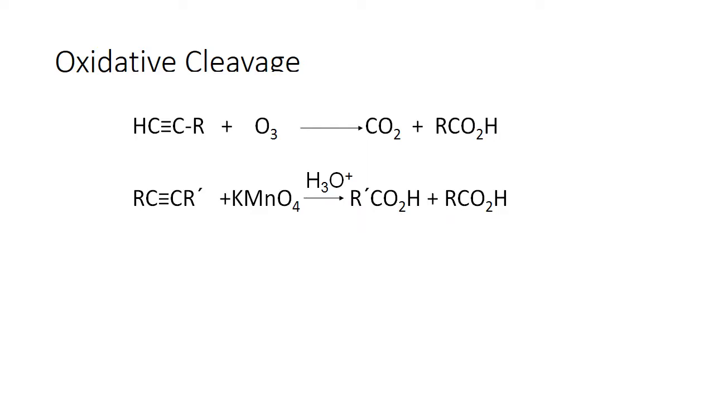So here is an example with ozone. You can see that ozone here is taking this terminal alkyne and changing the carbon that is on the end into carbon dioxide, and the other carbon is changed into a carboxylic acid. You would get the same results with potassium permanganate and an acid. Below that you see an internal alkyne. What happens? Both carbons are changed to carboxylic acids. And again, you would get the same outcome with ozone.